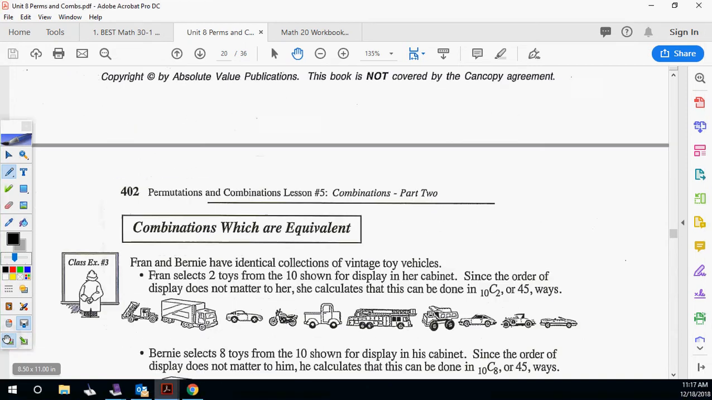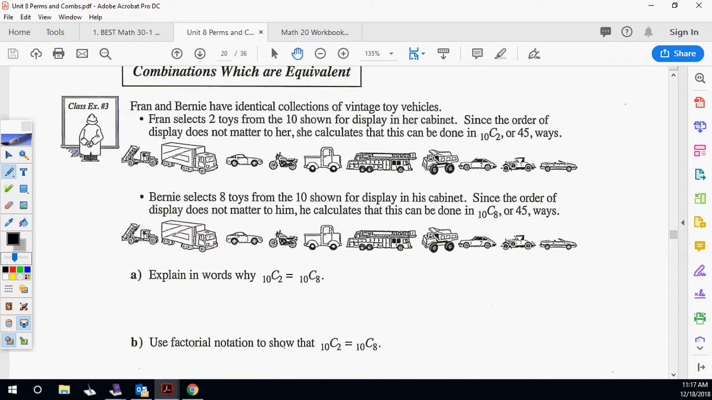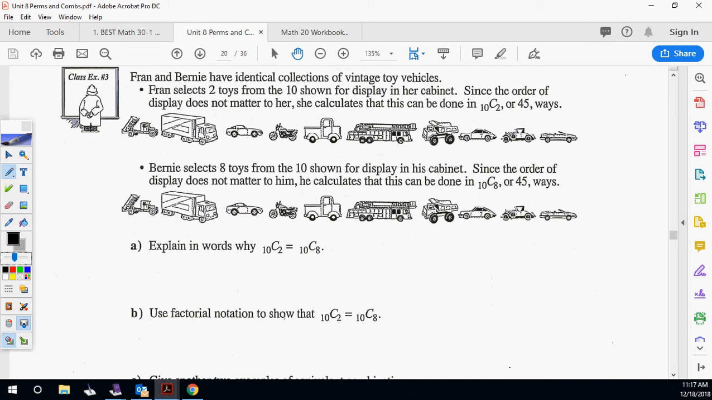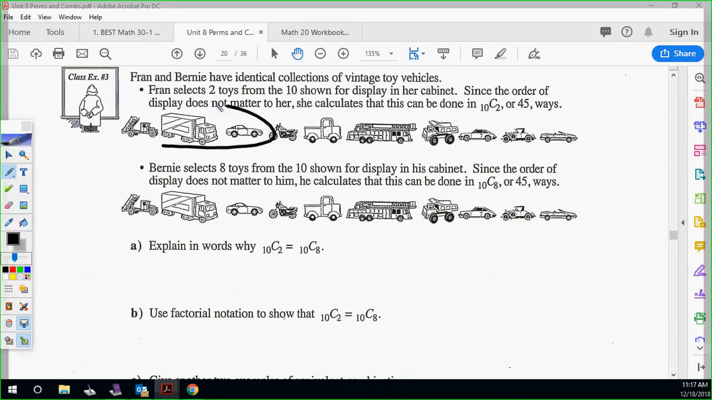Okay, so now back to the toy collections here. Fran selects 2 toys from the 10 shown for display in her cabinet. Order of display does not matter. She calculates this to be done as 10C2 or 45 ways. So for example, she just says, I'm going to pick these 2. The order doesn't matter that she displays them, so she doesn't care. She just picks those 2 for the cabinet.